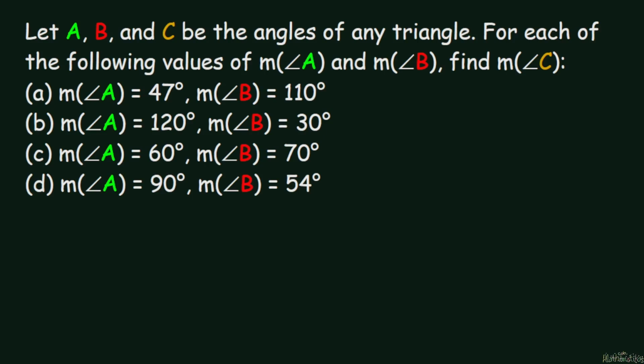Let A, B, and C be the angles of any triangle. For each of the following values of A and B, find the value or the measure of angle C. We will write the triangle here.